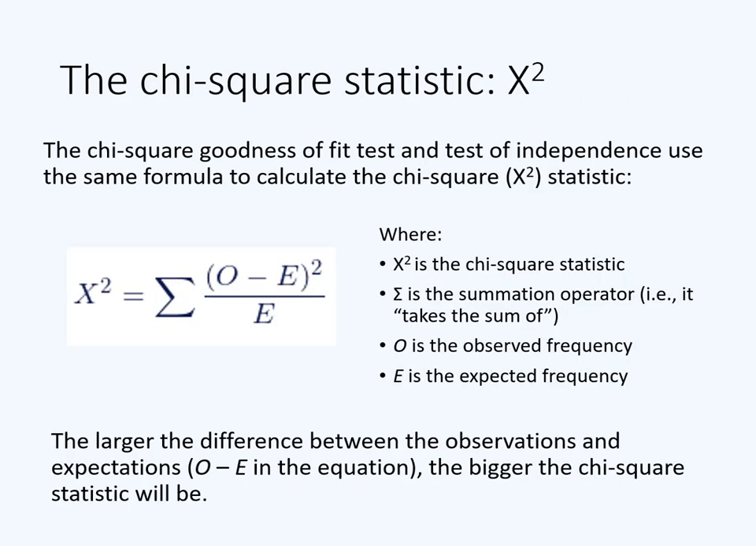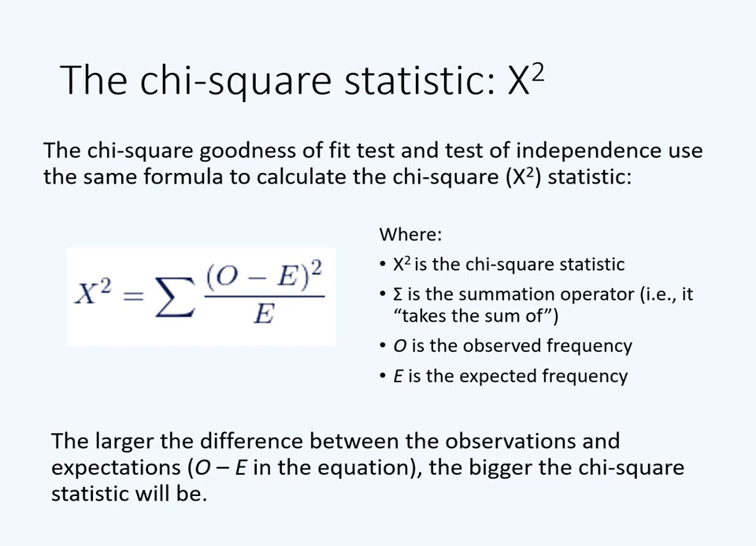Both the chi-square goodness of fit test and the test of independence use the same formula to calculate the chi-square statistic. We don't always need to learn this formula off by heart, as we usually have software to do this for us, but this formula is fairly straightforward to understand, so it can help you to get to grips with how the chi-square test works.